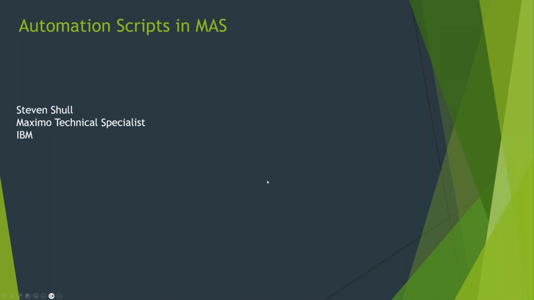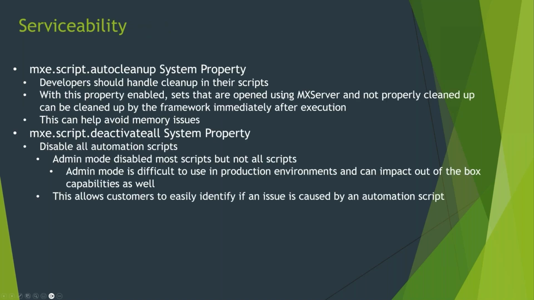So first and foremost, serviceability. One of the things that we've seen as we start to empower more and more people to build these configurations is there are going to be mistakes. A good example of that is opening sets without potentially closing those sets. And I'll talk about some of the other things that we're doing with the warning framework in a future slide. But there are other things that we're doing as well.